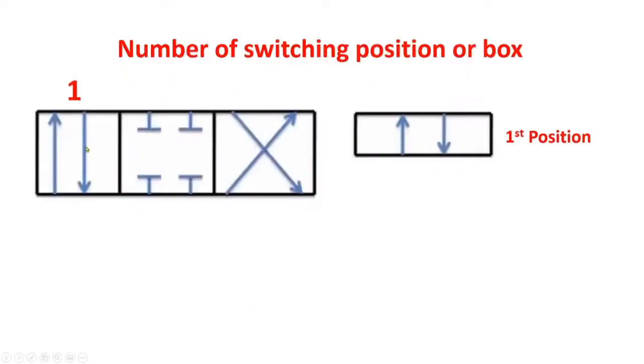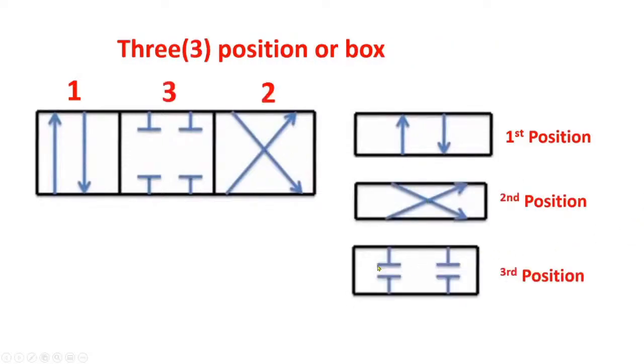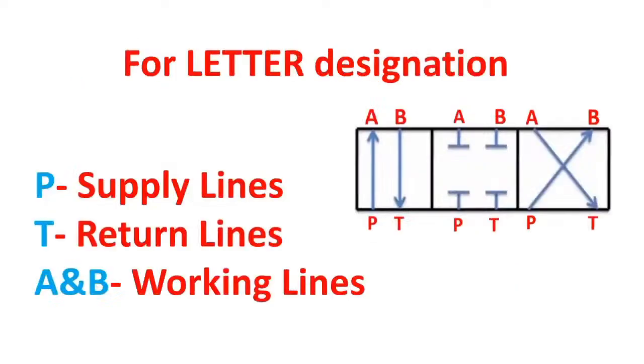And the 3 means the number of switching positions or boxes. This is position number 1, position number 2, position number 3, and for letter designation, P means supply line, T means return line, A and B are working lines.